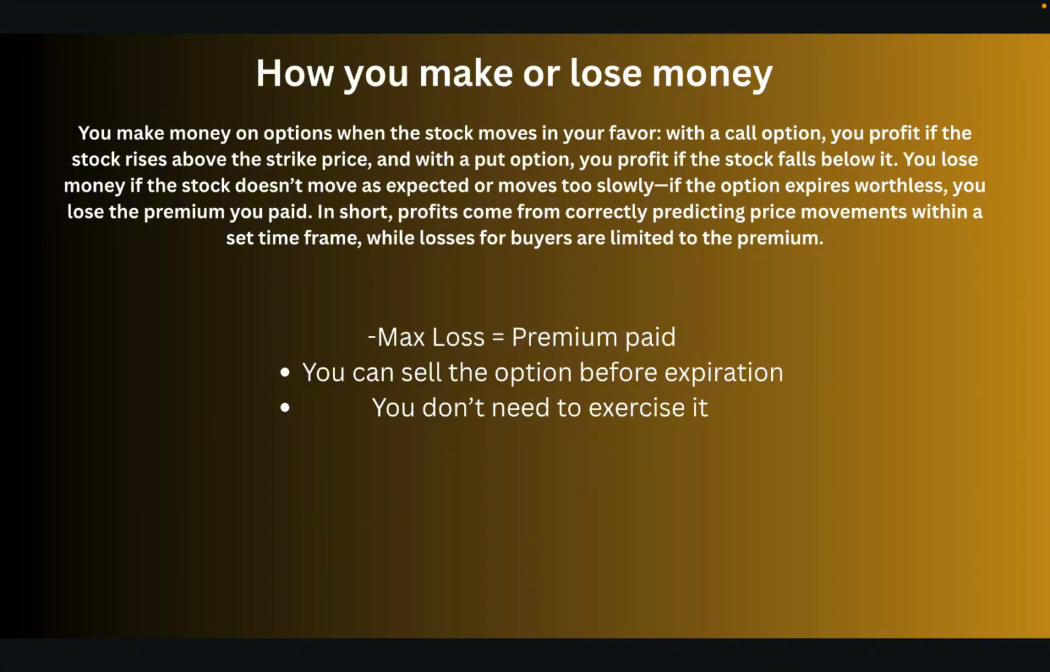In short, profits come from correctly predicting price movements within a set time frame, while losses for buyers are limited to the premium. So the max loss is the premium you paid. Say the premium is $77, that is the max amount of money you can lose. This becomes very important when I later talk about risk and not blowing your accounts. You can sell the option before the expiration date and you don't need to exercise it.